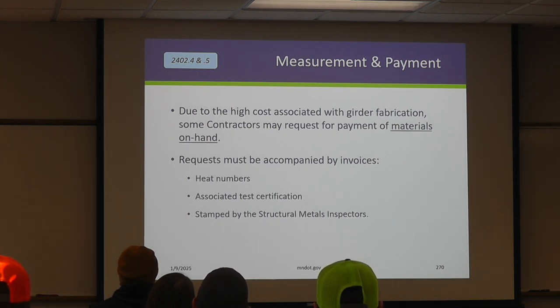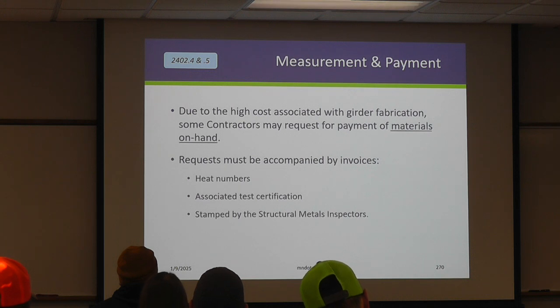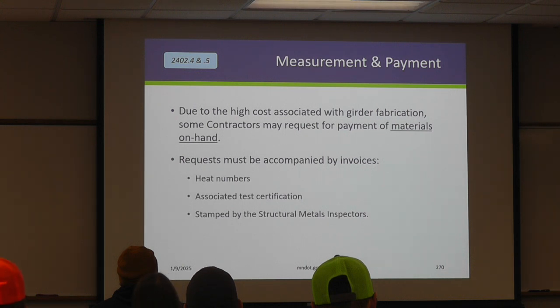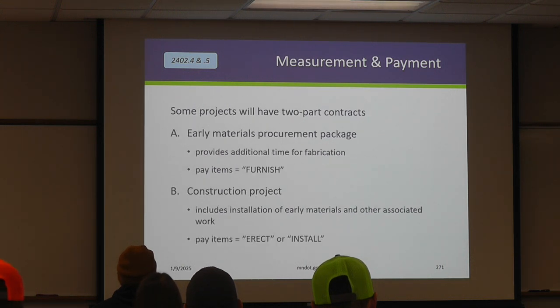Because really what that metals inspector is doing is not only verifying that all of the specifications are satisfied, but that that steel is actually at the fabricator's facility. Because we're not floating them the loan to get it. They have to do that piece themselves and then be paid back. That's the material on hand. Very, very common request, but it needs to have all of this documentation along with it.